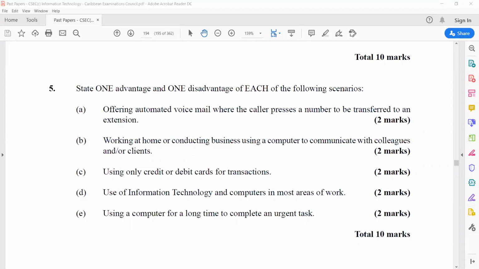Okay, let's move on to C, right? Using only credit and debit cards for transactions: an advantage and a disadvantage.